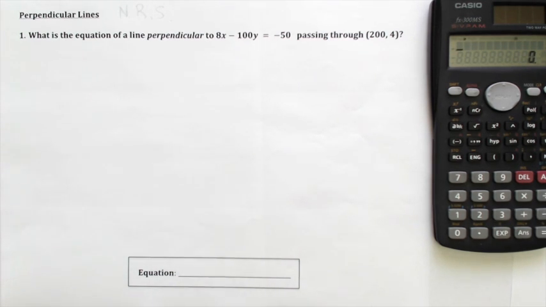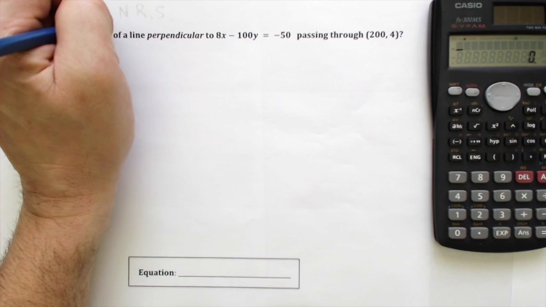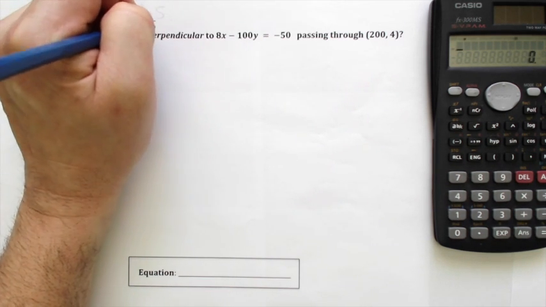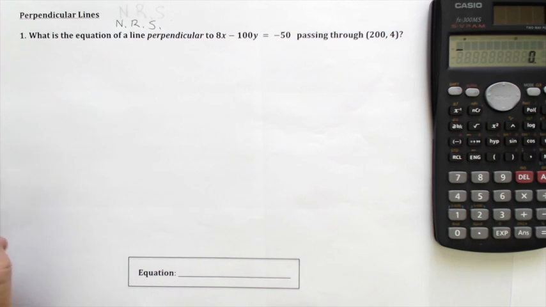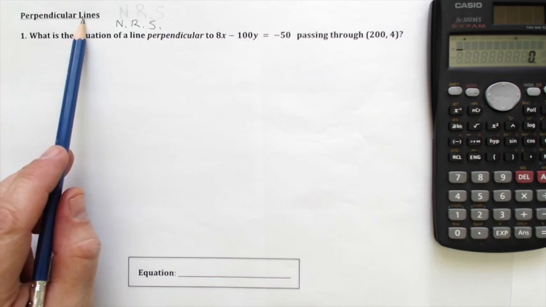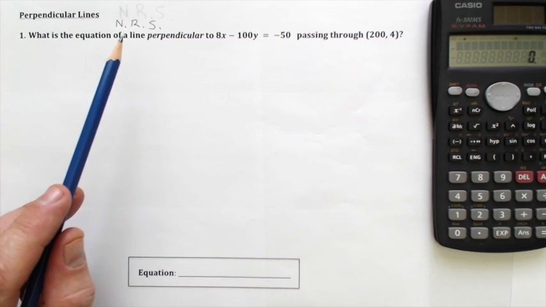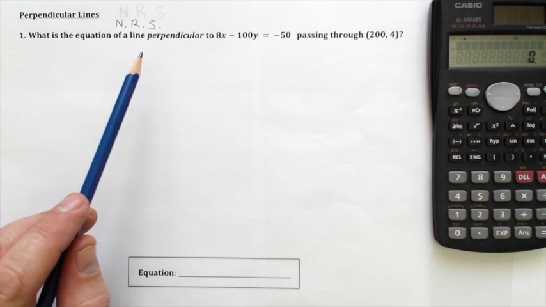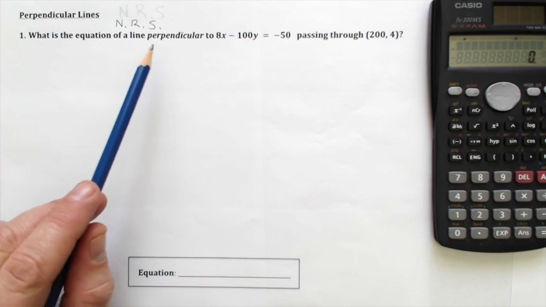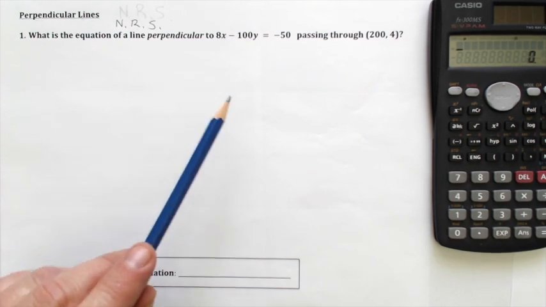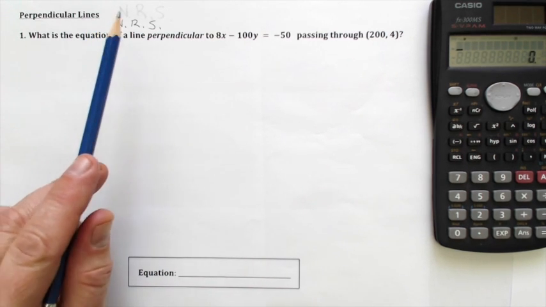Before we get started, just a couple of very quick reminders. NRS, negative reciprocal slopes. The second we start dealing with perpendicular lines, we're talking about the perpendicular line having a slope which is the negative reciprocal of the other line. So that's the whole flip it and change the sign thing, and we'll do that in order to get the slope of the line that's perpendicular.